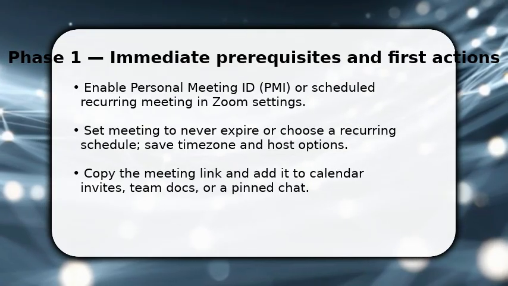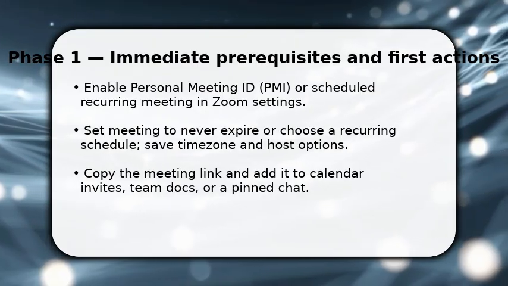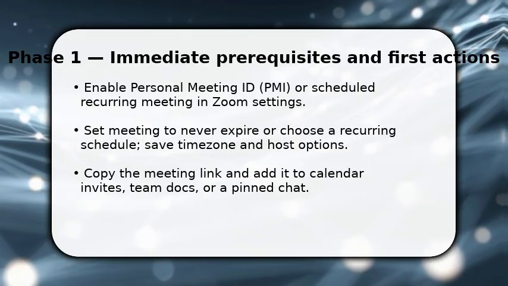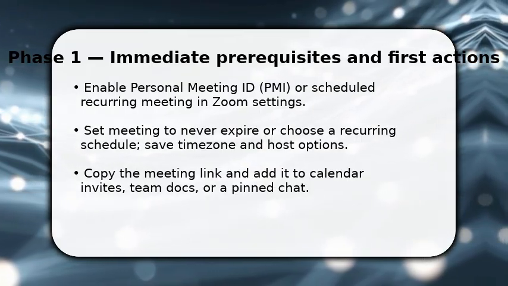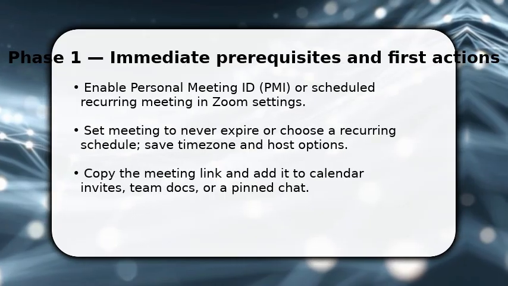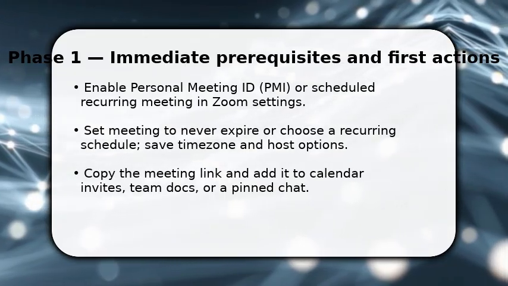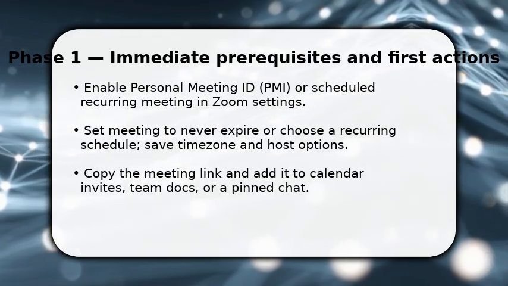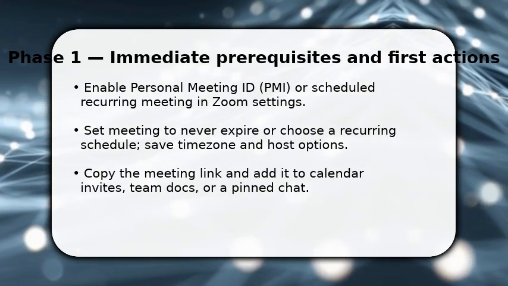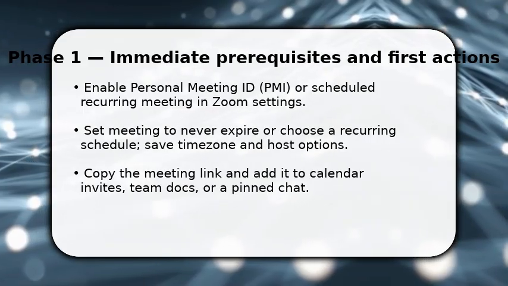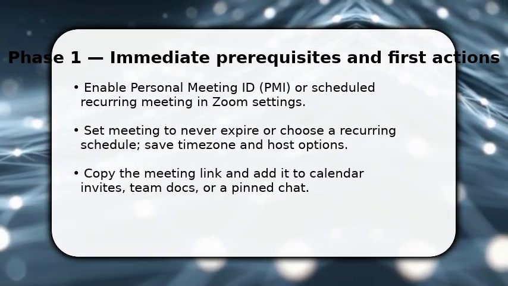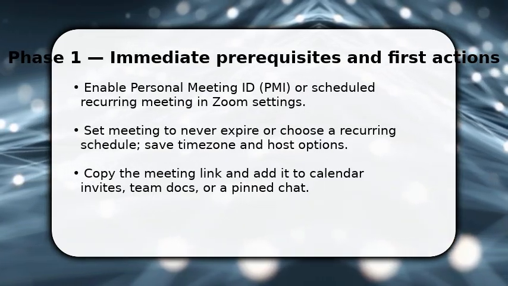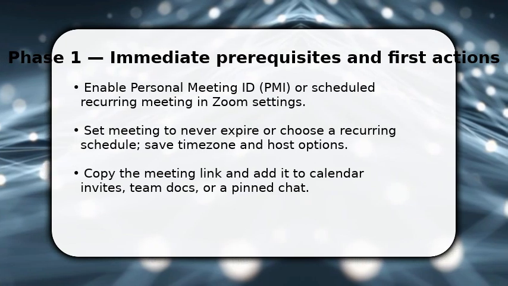You're starting with the single link you want to reuse. Open Zoom and pick personal meeting ID or create a recurring meeting with no fixed time. Set host options now, enable waiting room or passcode if needed, and confirm the meeting never expires. Once saved, copy that link and paste it into one reliable location like a calendar event, shared doc, or pinned chat. This ensures the link is the same for everyone. Make those choices deliberately to control access and convenience.